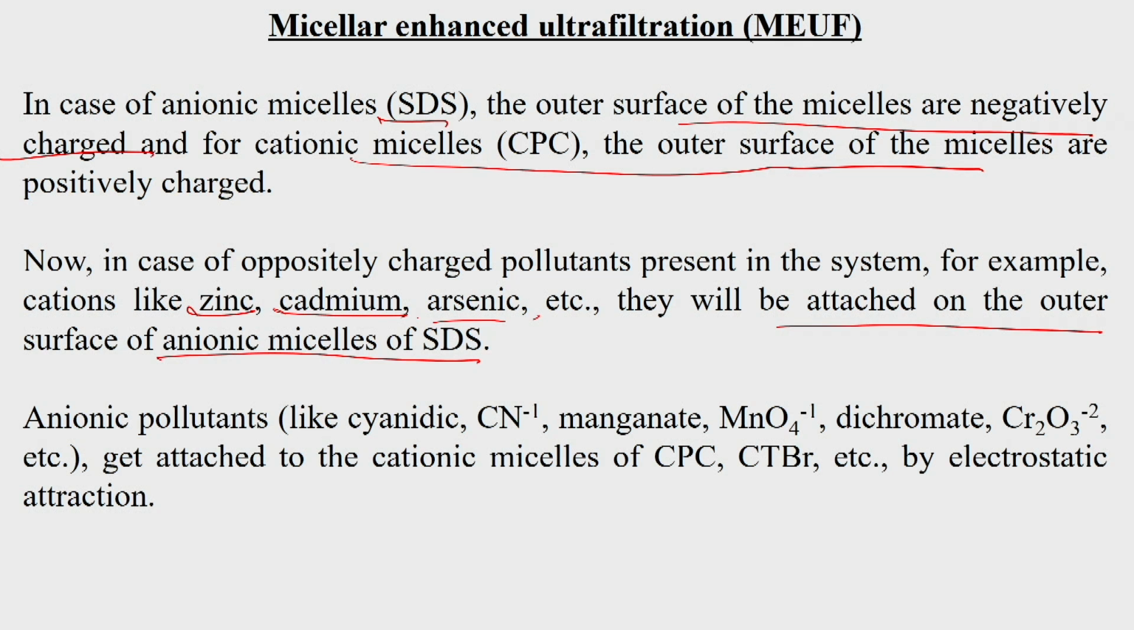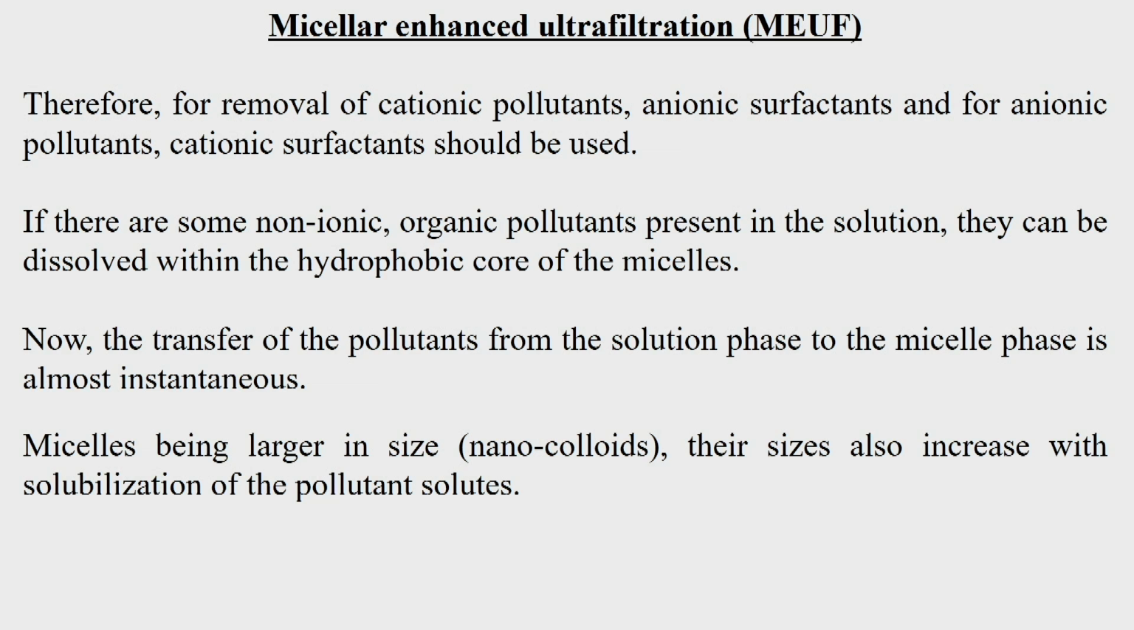If we do not use the micelles, then all the metals will pass through the ultrafiltration membrane. And for anionic pollutants like cyanide, manganate or dichromate, these will be attached to the cationic micelles of cetyl pyridinium chloride or cetyl trimethyl benzyl bromide or many other cationic surfactants, by only electrostatic force of attraction. Therefore, for removal of cationic pollutants the anionic surfactants are required, and for anionic pollutants cationic surfactants are used.